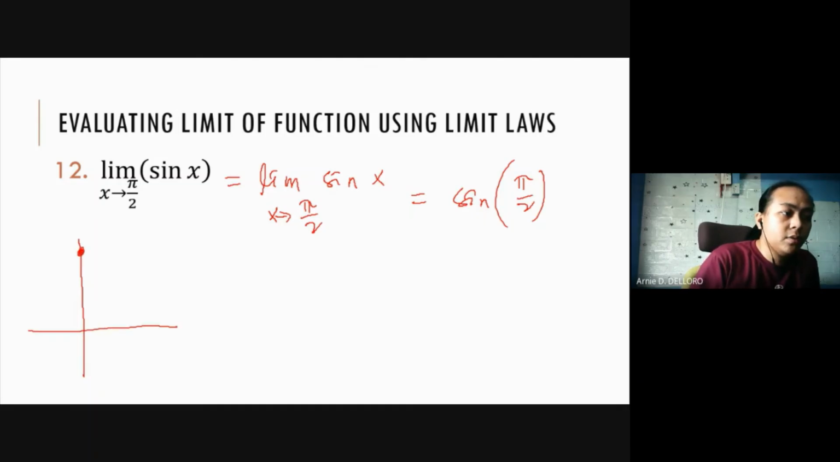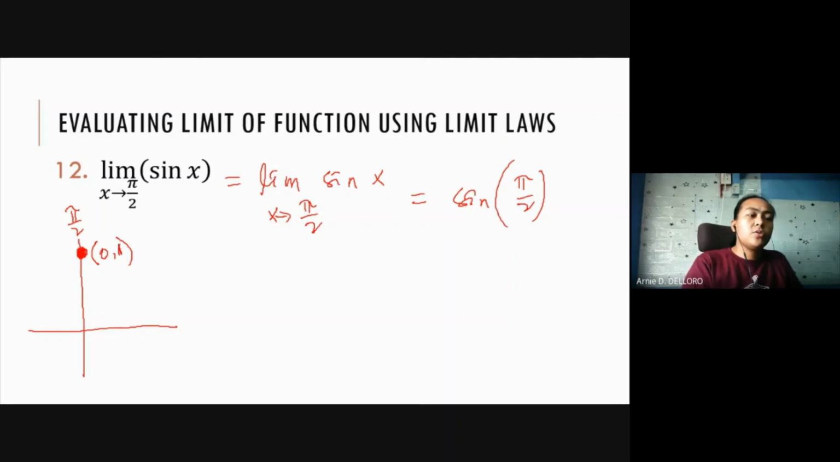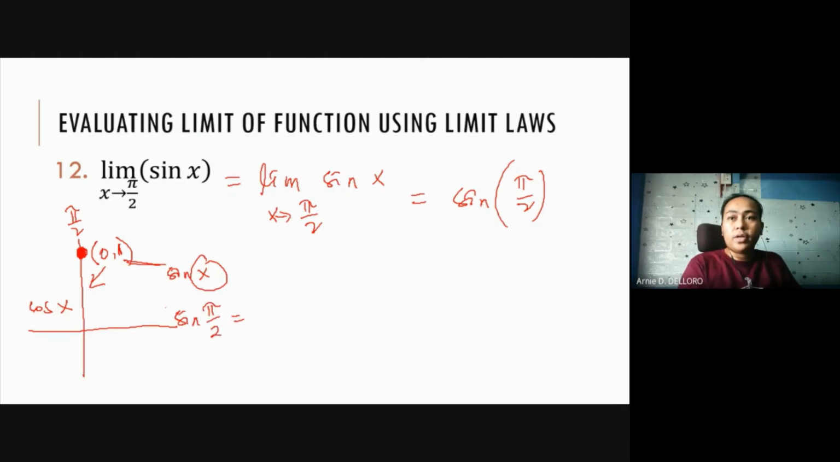Dito, di ba, andito yung pi over 2. At yung coordinates netong point na to, if we are dealing with the unit circle, di ba, this is 0, 1. And sabi natin, nung sa pre-calculus, etong x-coordinate is associated with cosine x, while the y-coordinate is associated with sine x. So in this case, ang x natin dito is pi over 2. So this is sine pi over 2. Ano ngayon yung value ng y-coordinate dito sa ordered pair na ito? Di ba 1? So it follows, sine pi over 2 is equal to 1. Siya yung sagot sa limit of sine x as x approaches pi over 2. Okay?